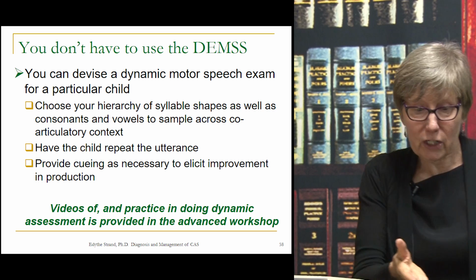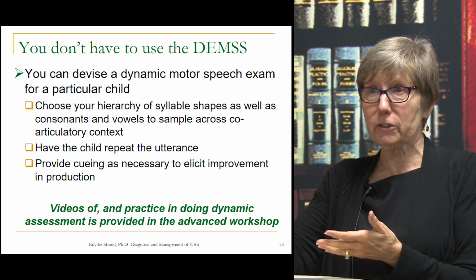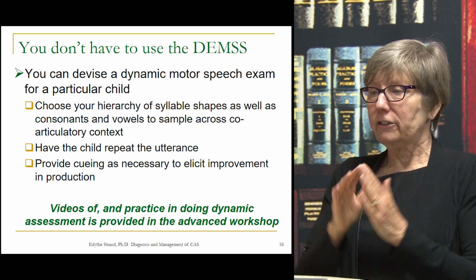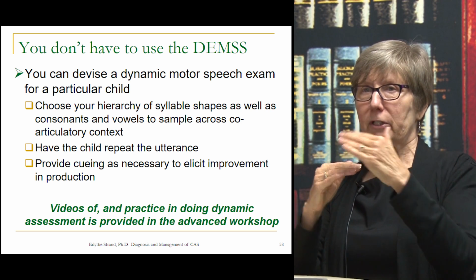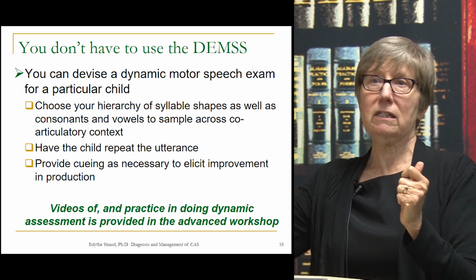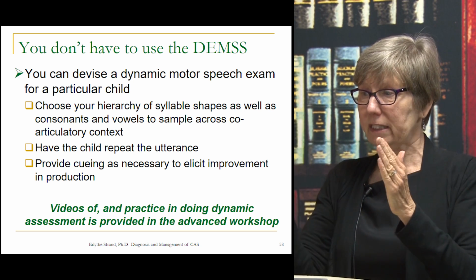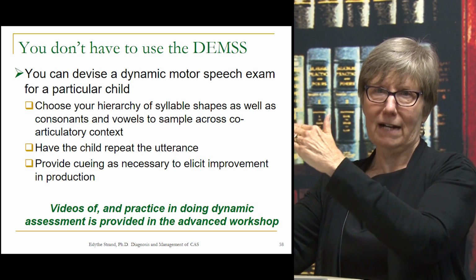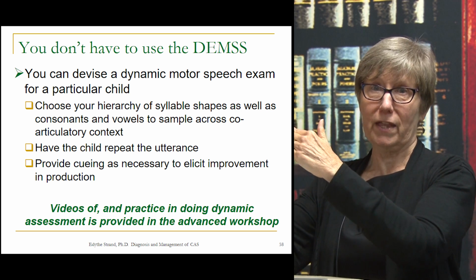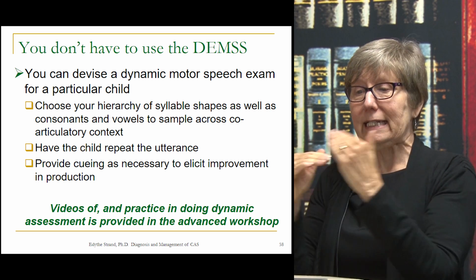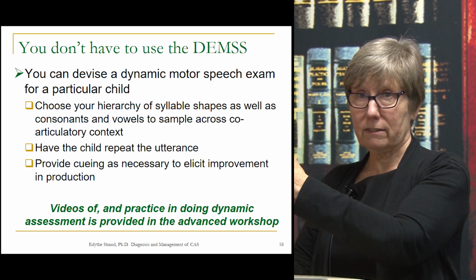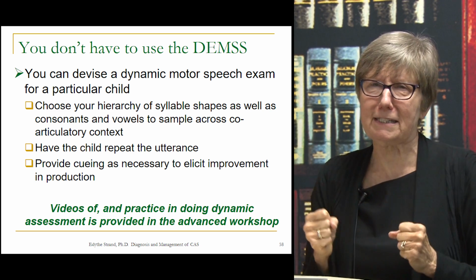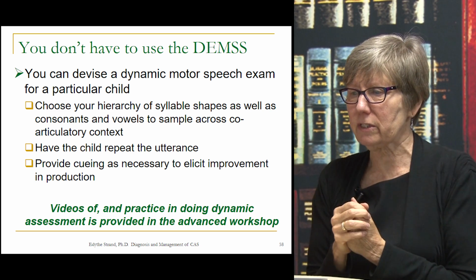So you would take the child who comes to you, choose a hierarchy of syllable shapes. I always use real words. I don't suppose you would have to. And you choose the syllable shape. Are you going to do CV, VC, CVC, reduplicated syllables, maybe some of each? But you also want to make sure that you sample a variety of different vowels, especially vowels you may not have heard yet or that you've heard distorted, in different co-articulatory contexts, because that gives you a better chance to make the best decisions in terms of choosing your initial stimuli.